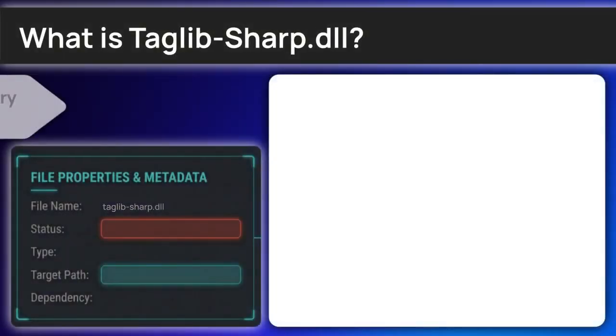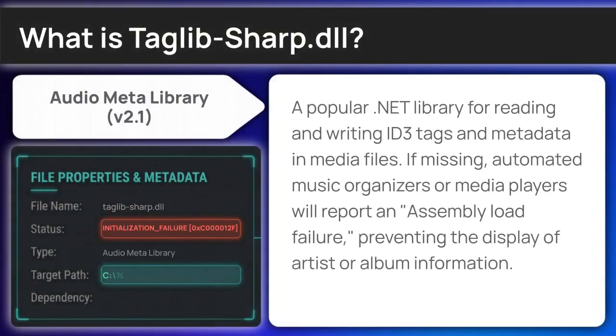This is the Taglib-sharp library, a popular .NET library for reading and writing ID3 tags and metadata in media files. If missing, automated music organizers or media players will report an assembly load failure, preventing the display of artist or album information. Now that you know how the file works, let's focus on the how and fix the issue.